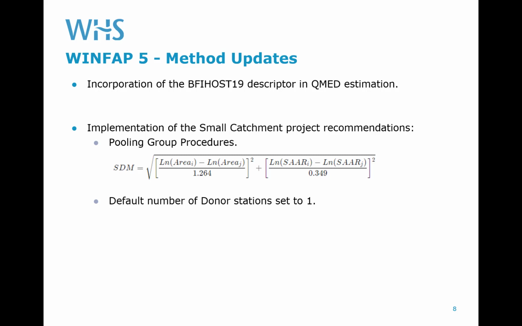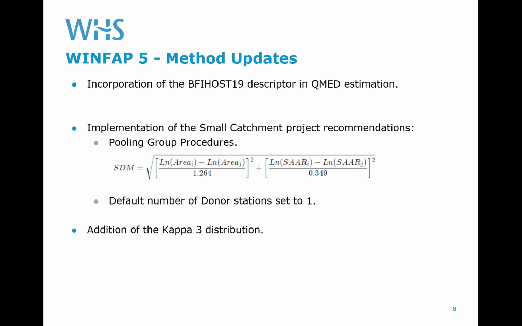For catchments under 25 kilometres squared, this will be the default method and will be optional for catchments up to 40 kilometres squared. The first update is to the suitability distance measure equation for small catchments, where the weighting on area is reduced and FPEXT and FARL have been removed. In addition, the donor number of stations for QMED is set to 1.